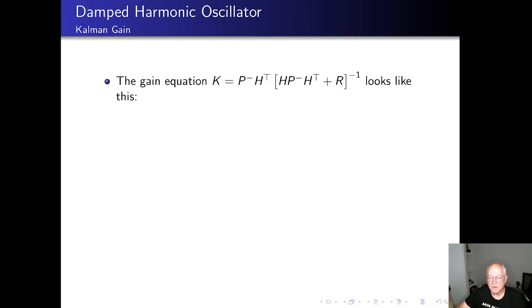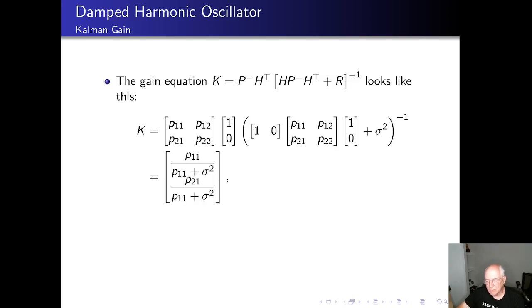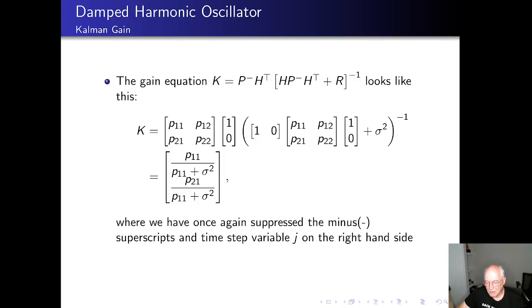Kalman gain is just as before, nothing new here. In fact, this is an answer to the last question, which I left as an exercise to the reader or the listener in the last video that we did on constant velocity motion. Again, we're suppressing the minus superscripts and the time variable j on the right-hand side.